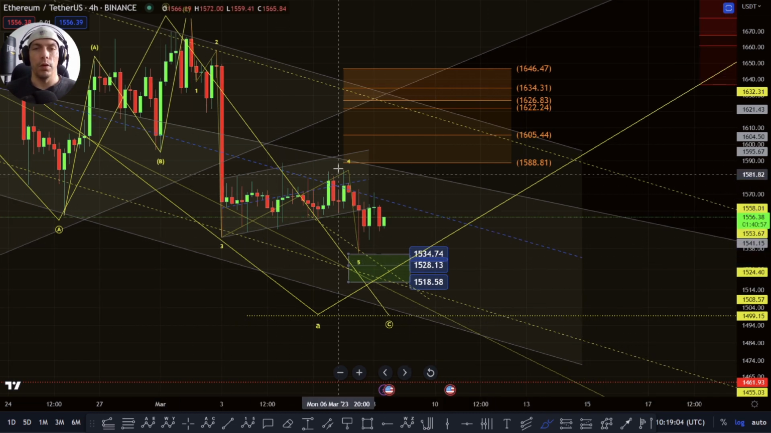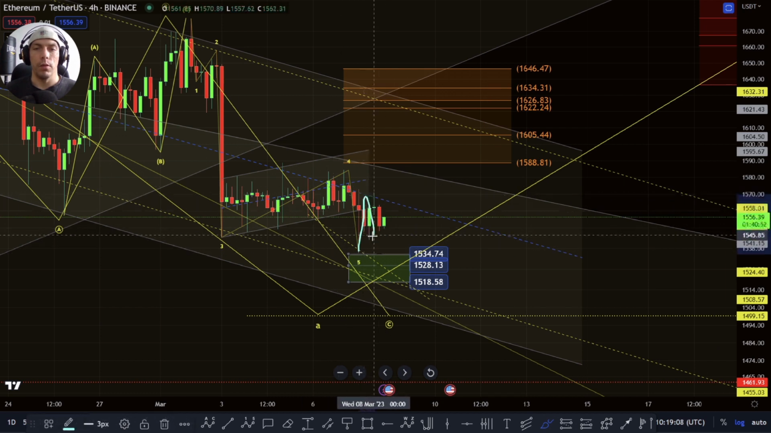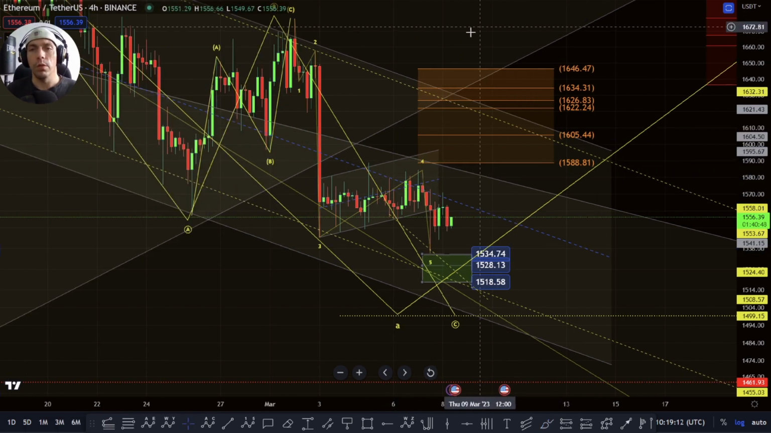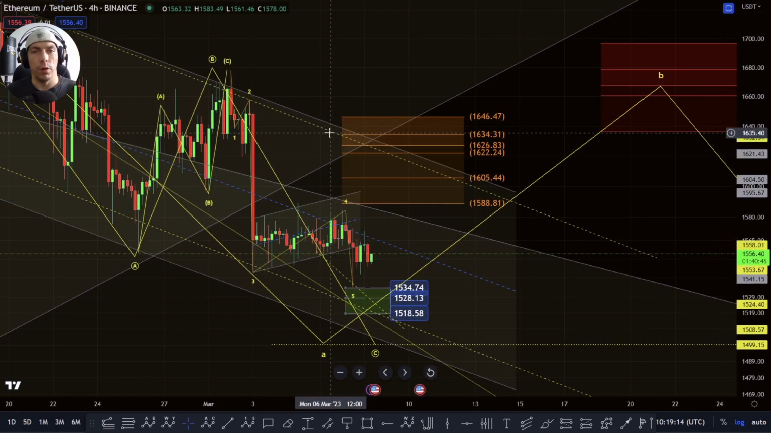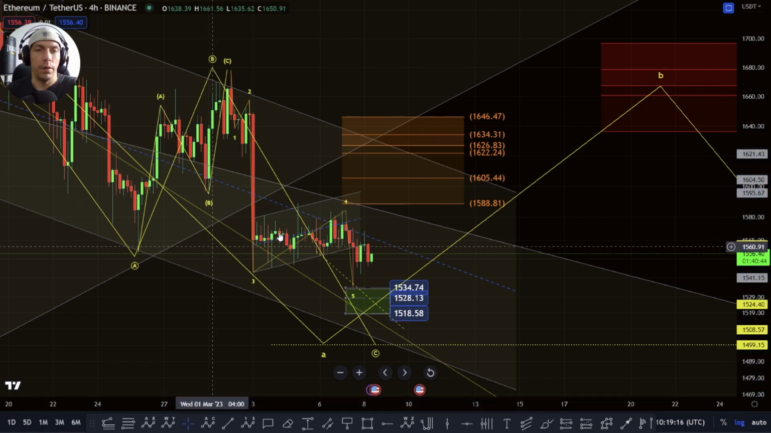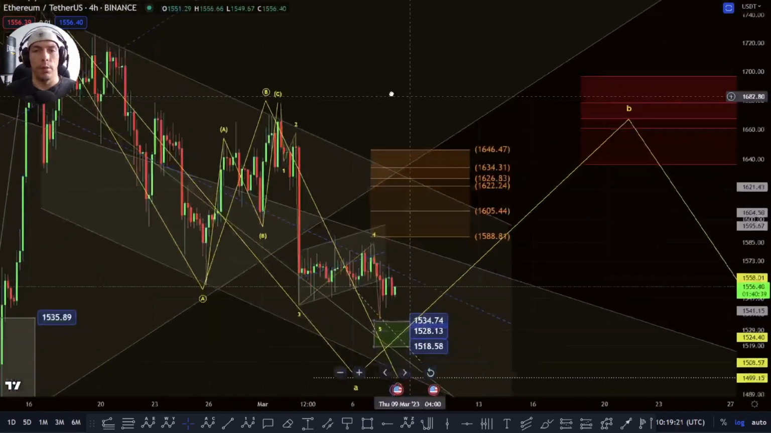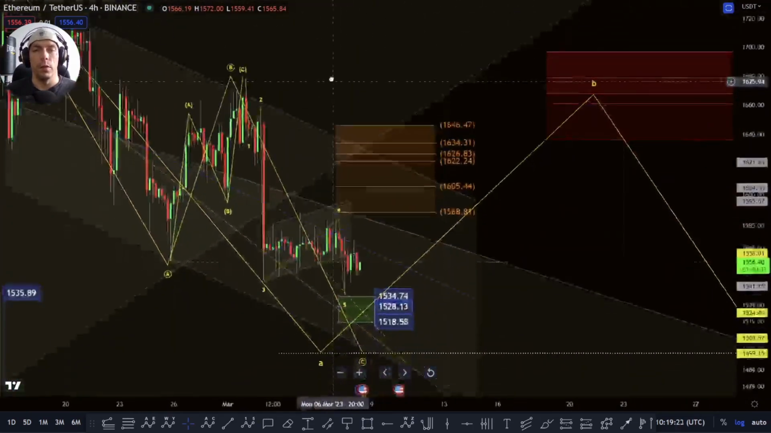But for the most part, we could argue that this is actually completed here and that we could be starting to form some structure to the upside. So the key thing within this, like I was talking about, that potential of still being within this channel, we need to break out of this, in my opinion, for that continuation.